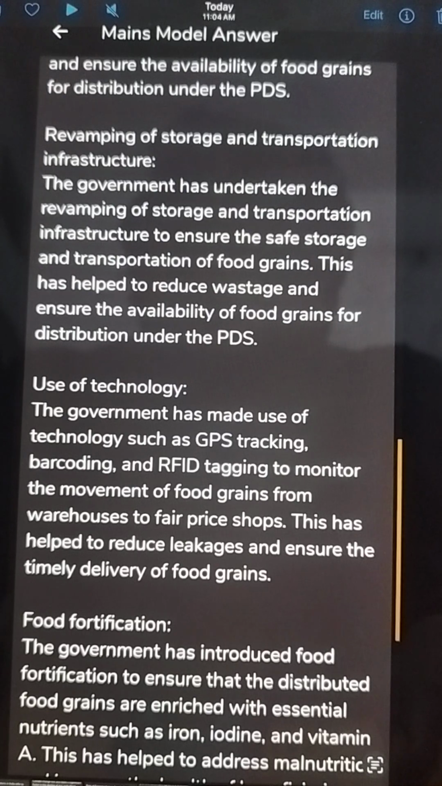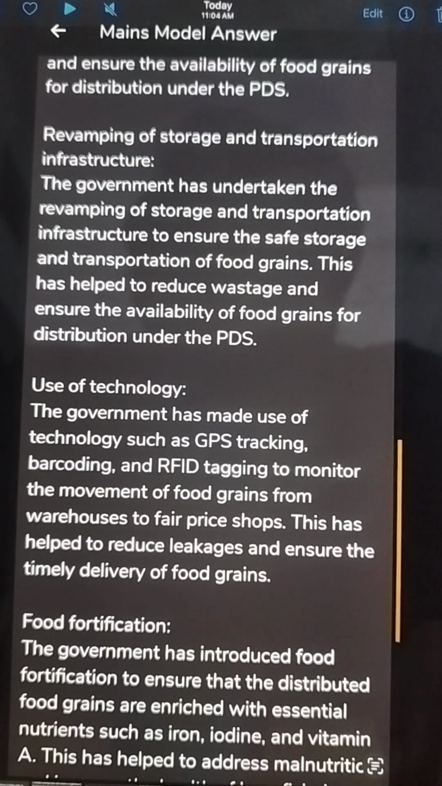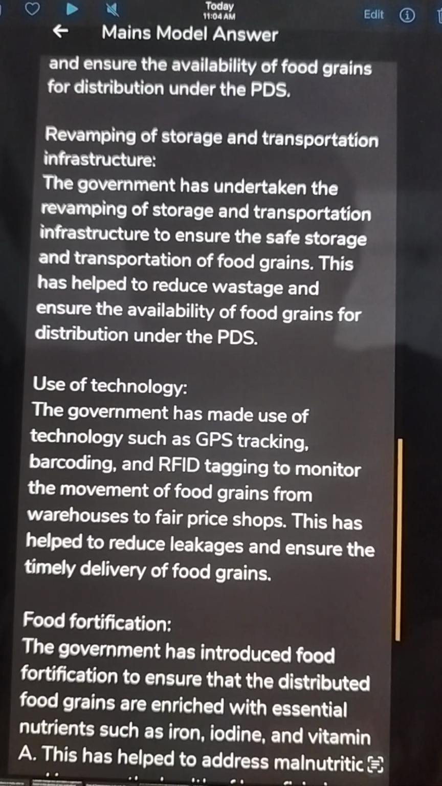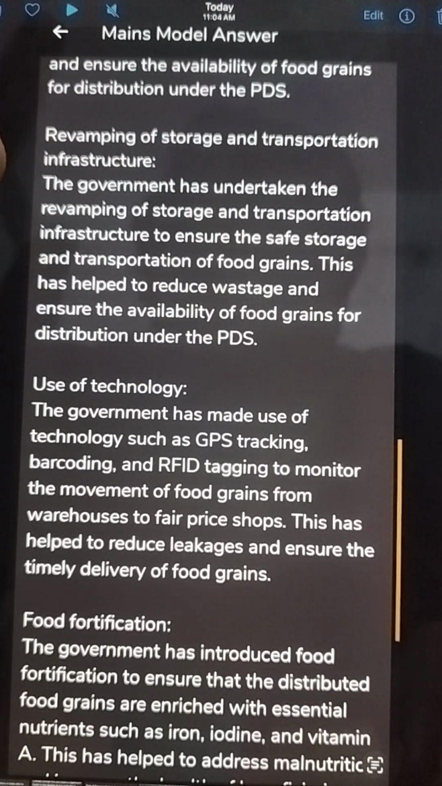Then comes use of technology. The government has made use of technology such as GPS tracking, barcoding and RFID tagging to monitor the movement of food grains from warehouses to fair price shops. This has helped to reduce leakages and ensure the timely delivery of food grains.